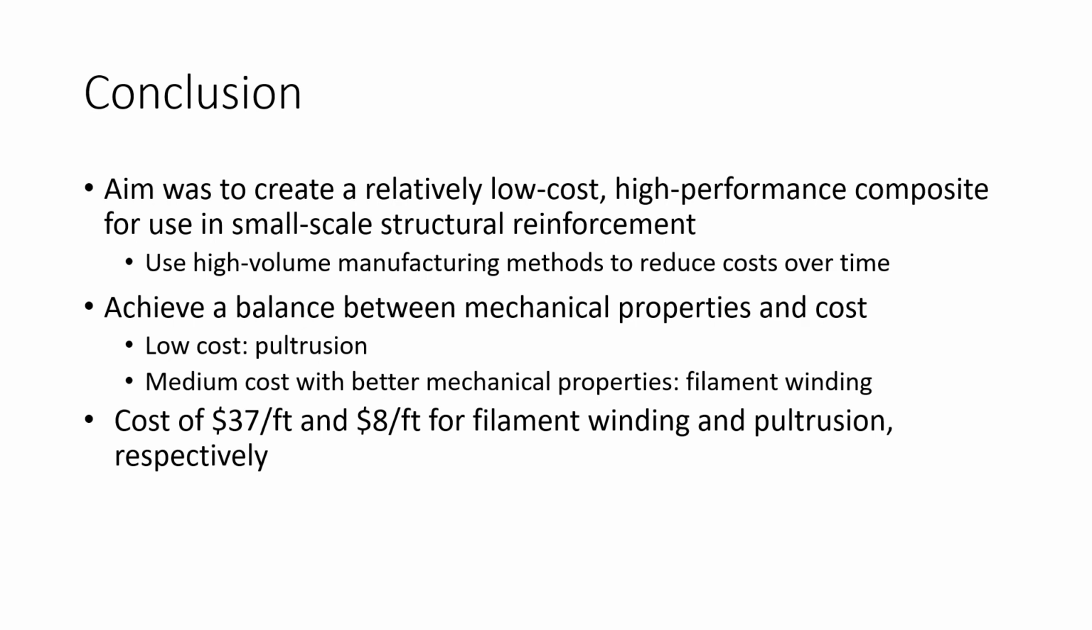Since cost was the main driver here, achieving a balance between mechanical properties and cost was essential. Therefore, pultrusion allows for the lowest costs, while filament winding allows for the best mechanical properties, albeit at a higher cost. Both methods, though, result in low costs relative to other carbon fiber composites while maintaining the necessary mechanical properties and weight savings necessary for our chosen applications. Therefore, in the end, our approach was successful in achieving the goal of producing a good composite tube for small-scale structural reinforcements.